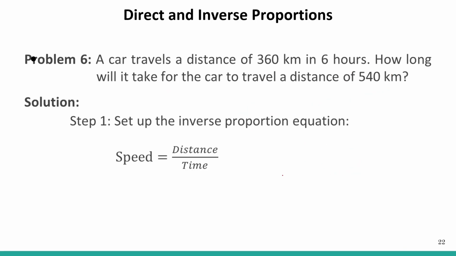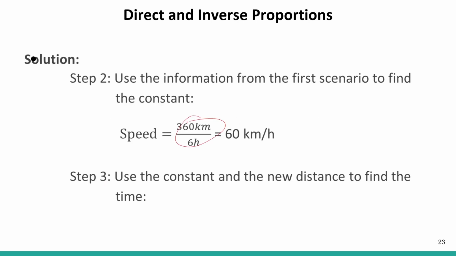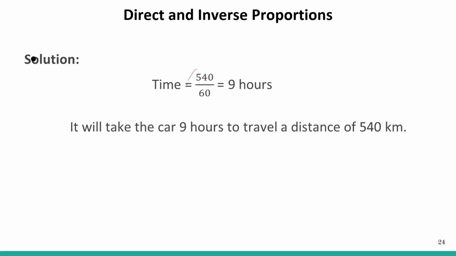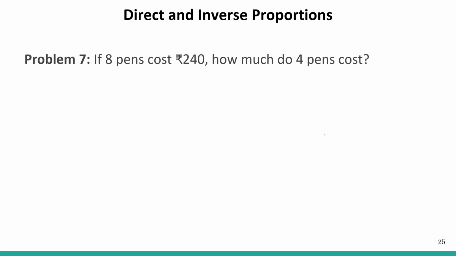So speed is equal to distance by time, as we all know from 12th class. So the speed is 60 kilometers per hour. Using the constant speed and the new distance to find the travel time, it is 540 by 60, which is equal to 9 hours. So it will take the car 9 hours to travel a distance of 540 kilometers.